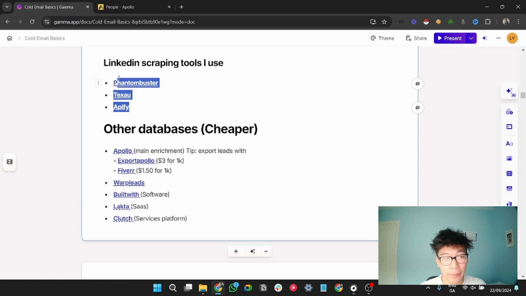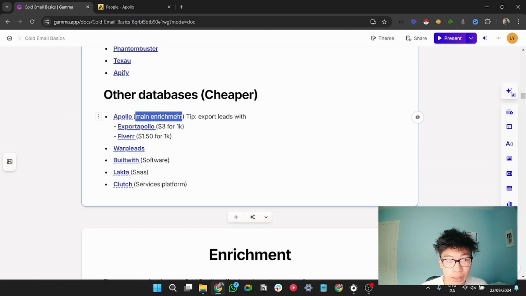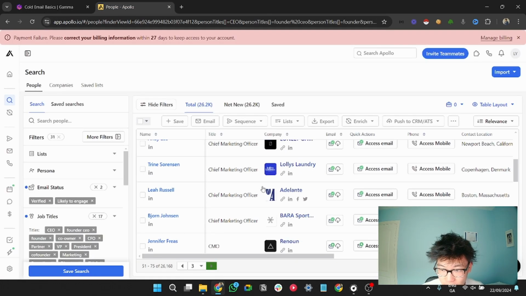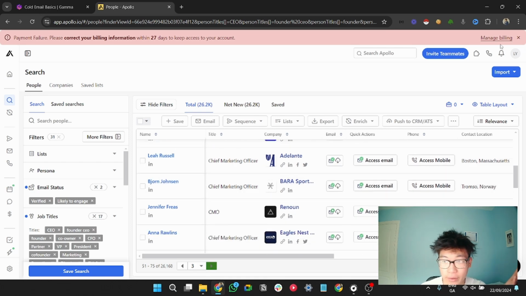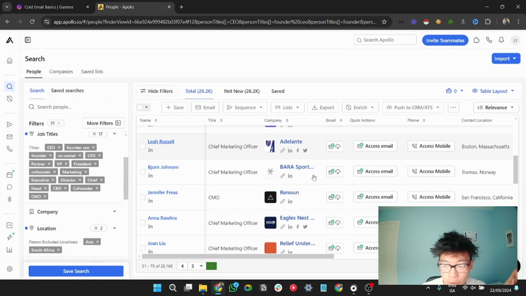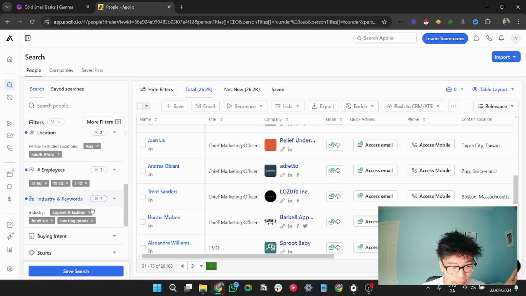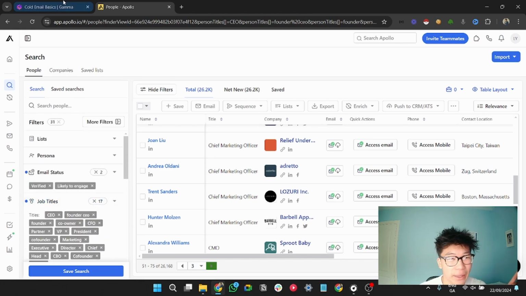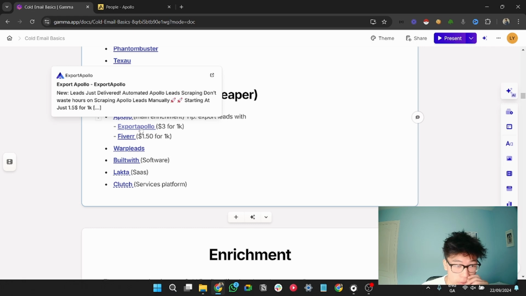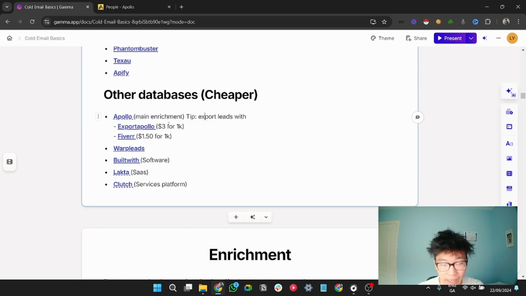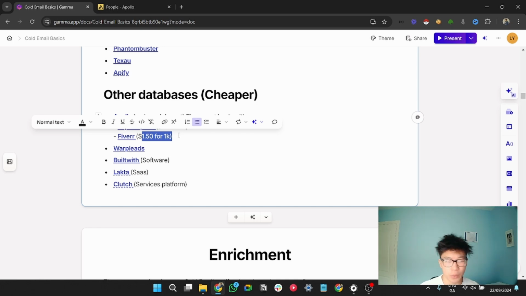Then there's other databases. These are cheaper, and this is what I usually use. So Apollo, main enrichment, the tip. Okay, Apollo is basically this. It's amazing, and it can be extremely expensive. Let me show this actually. I think it's like 99 for like 10,000 leads or something. But if you run Export Apollo, you can do it for $1.5 for 1K. Insanely cheap. I had that wrong. It says 3. It's 1.5. I can't count. A Fiverr, if you want to run kind of smaller searches as well.